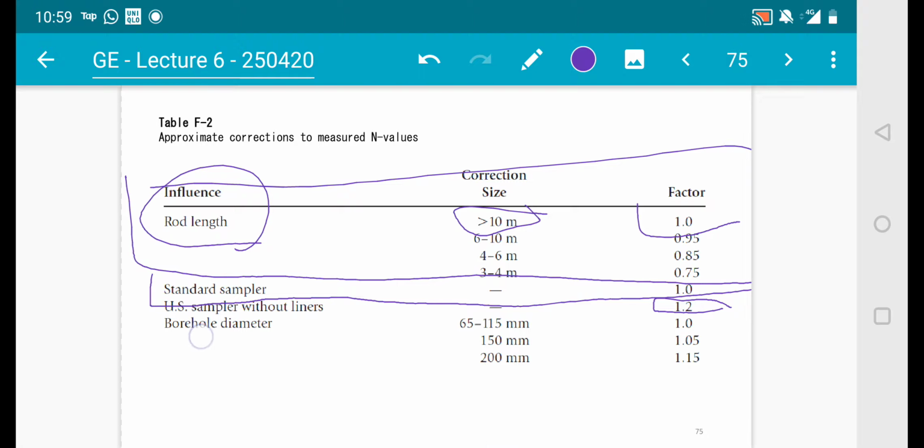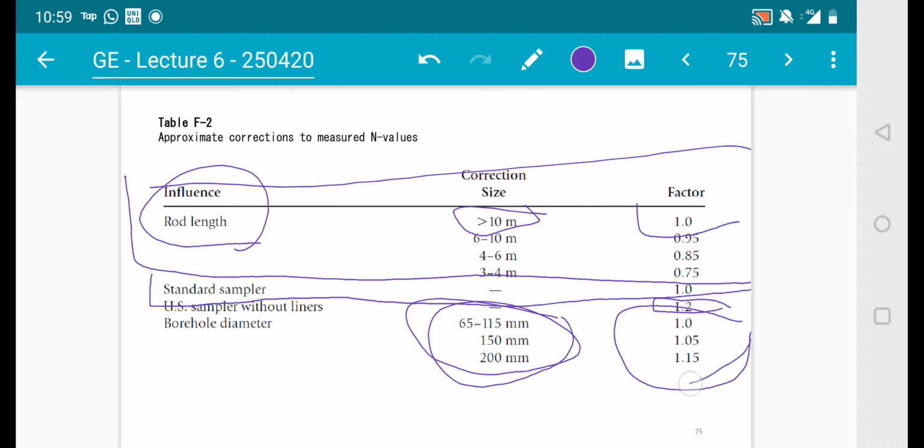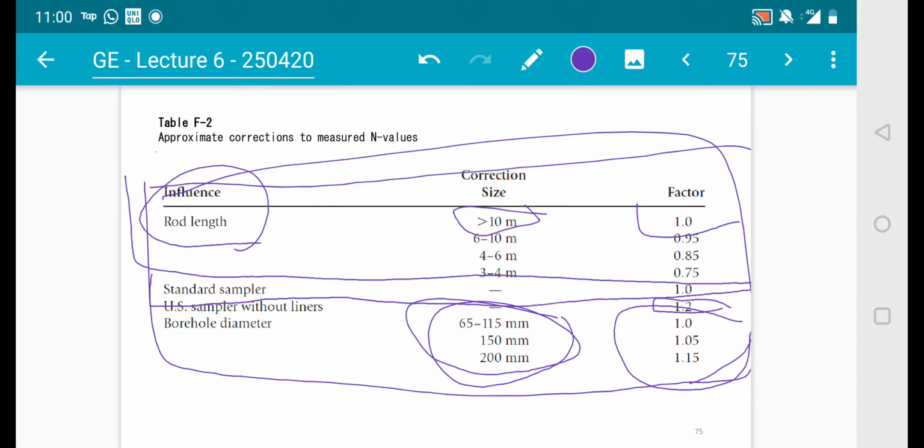And for borehole diameter influence, if you have a diameter within a given range, the factor corresponds accordingly. So from 65 to 115 mm borehole, it needs only one correction factor and so on. Okay, so this table is very useful when you want to find the corrected N value factor.